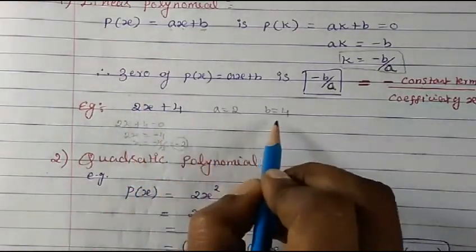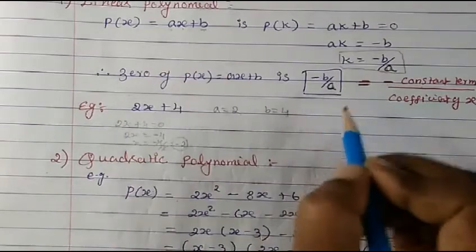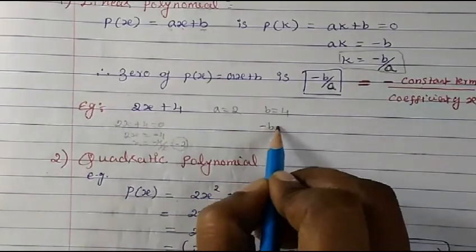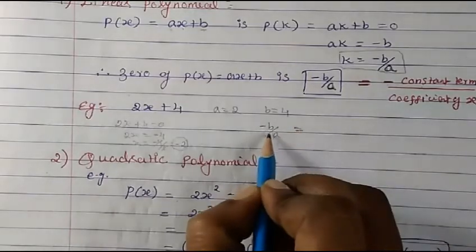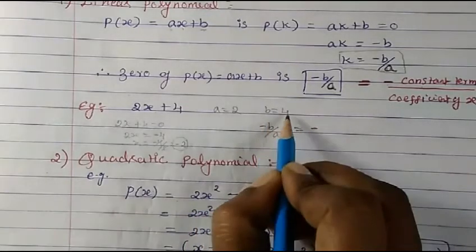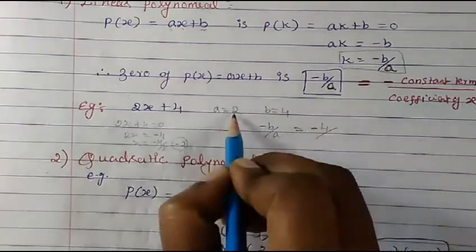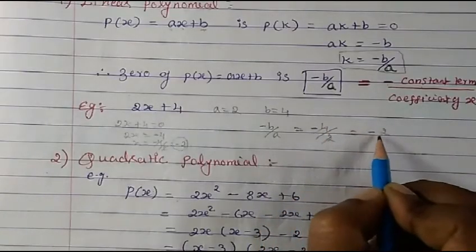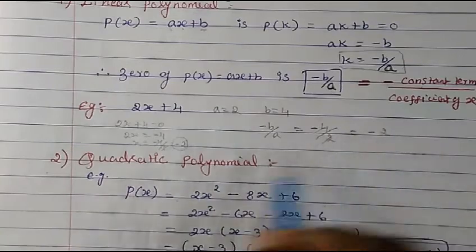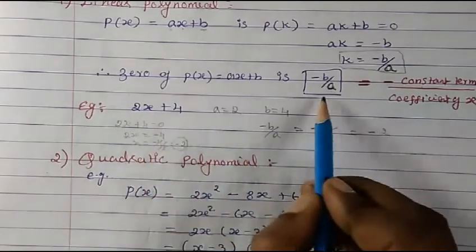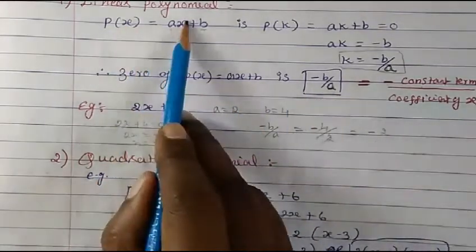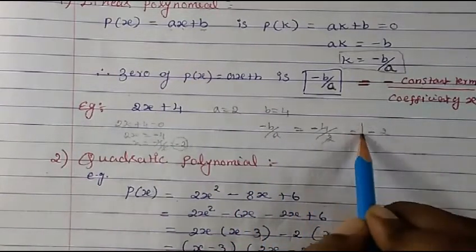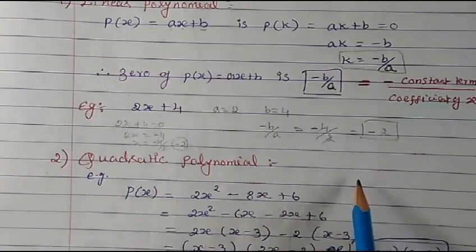So how do we directly use the formula for the zero of the polynomial? The formula is minus b upon a. Minus b is what actually? Minus 4. a is 2. So when you divide, you will get minus 2. Same answer here also. So you don't need to do this procedure. Directly use this formula for the linear polynomial to find the zero of the polynomial. I hope you understood this part of it.